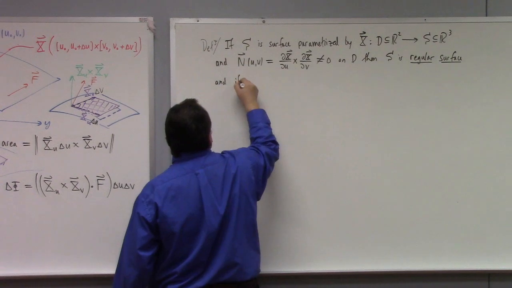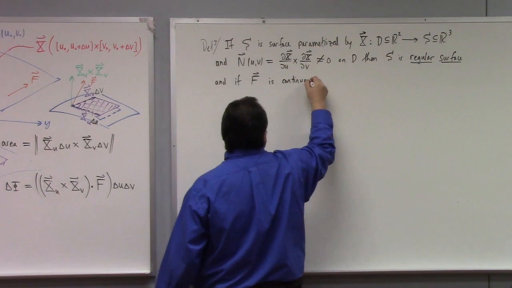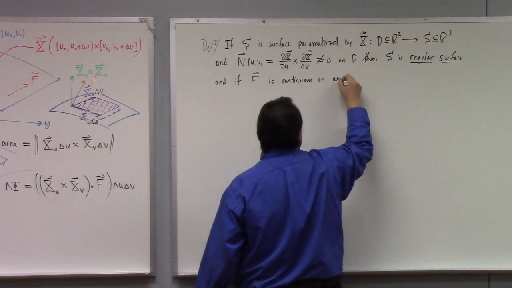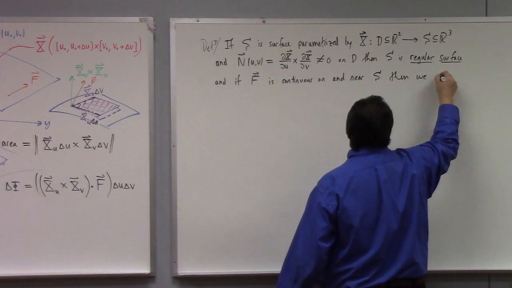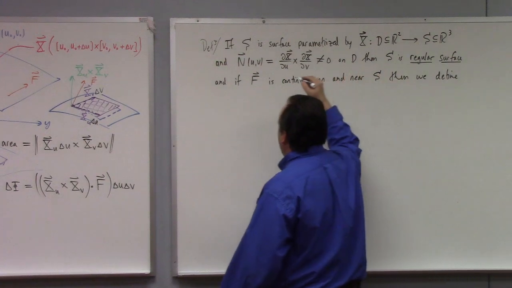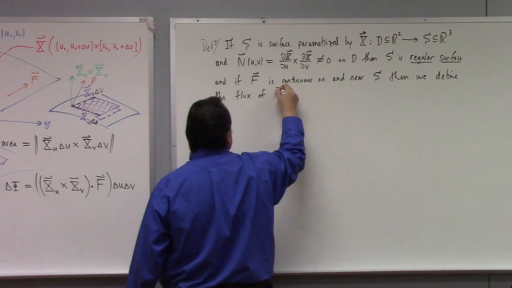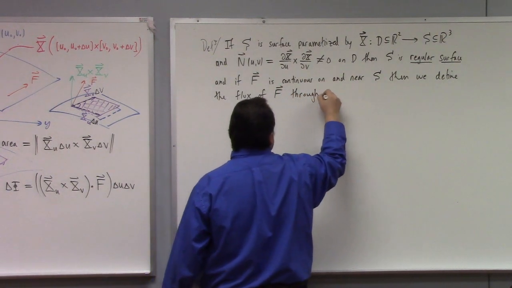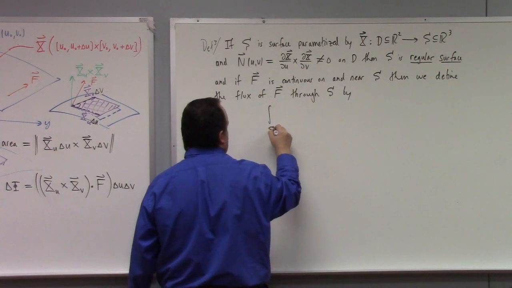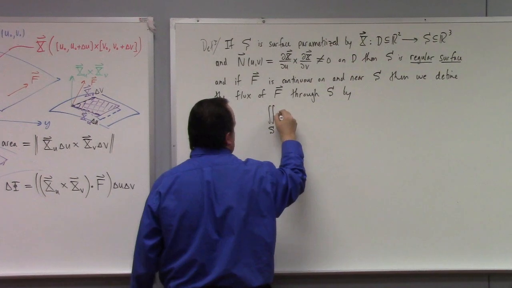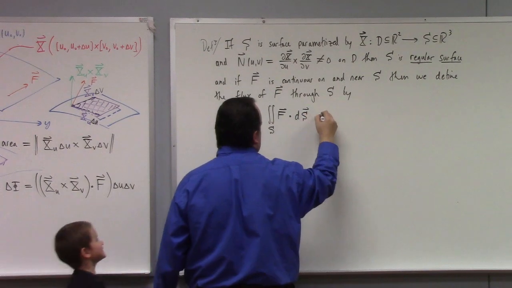And if F is continuous on and near S, then we define the flux of F through S by the integral over S. And this is debatable. Some people would put a double integral here. I kind of go back and forth. If you write a single integral here, I wouldn't complain, actually.